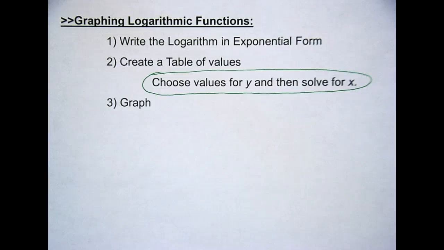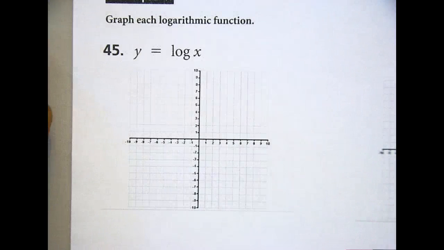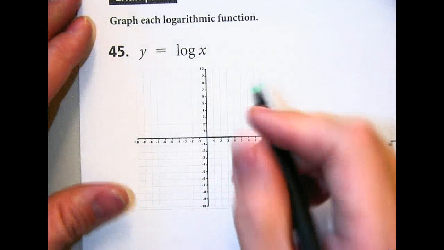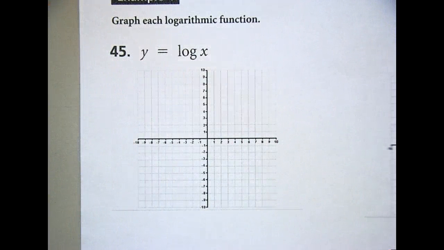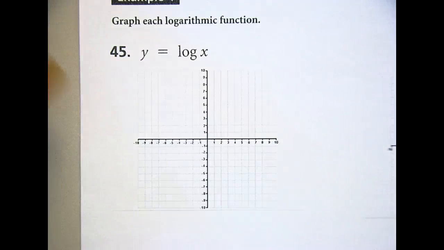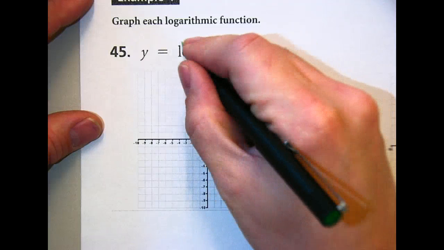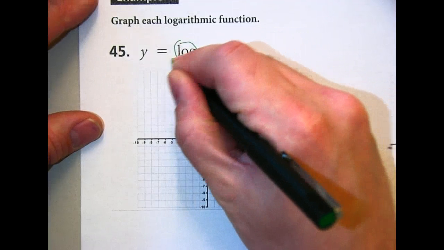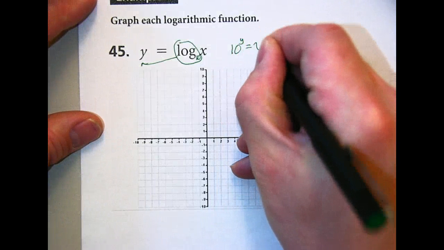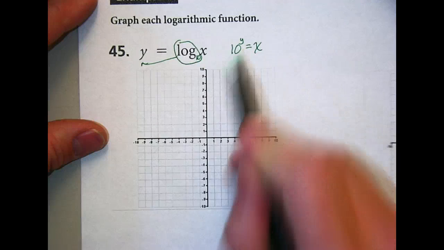So if I'm graphing, say, 45, first thing I am going to do is what? Write in exponential form. So everyone write that in exponential form. Hopefully that's something you can do real easy now. This one might be a little weird. This is a base 10. And note, when I write it in exponential form, I move that over. I now have 10 to the y equals x. Now that is why we choose values for y. 10 to the y equals x.